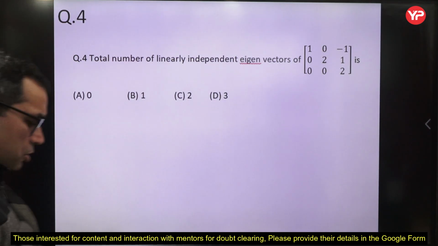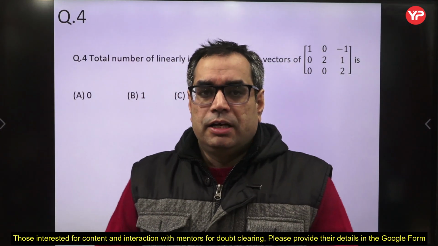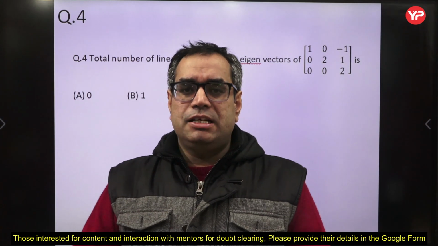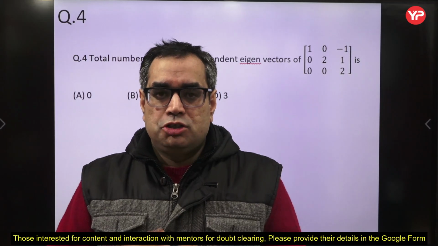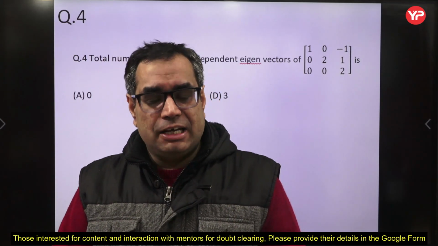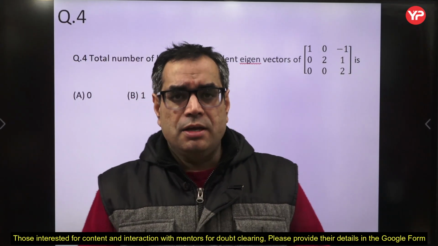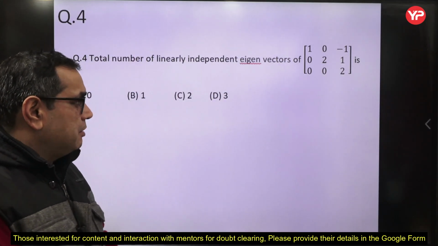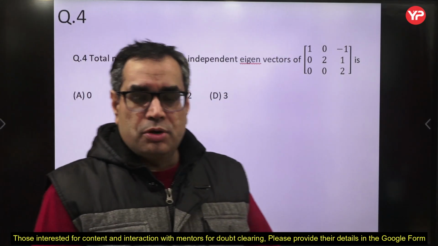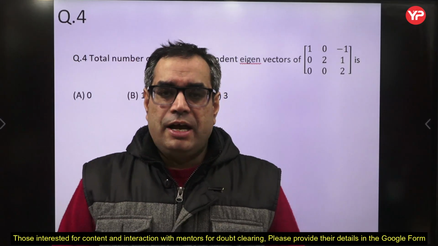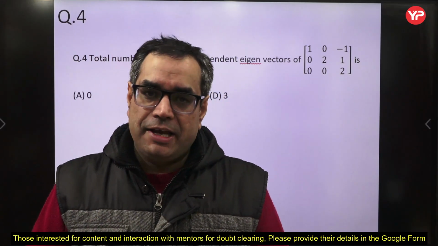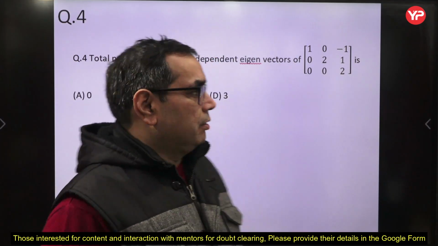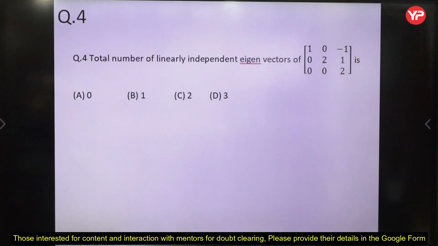So you know, the total number of linearly independent eigenvectors in a matrix is equal to the sum of geometric multiplicities of the eigenvalues of the matrix. Okay, so for the given eigenvalues of the matrix, we compute the geometric multiplicity, and that gives us the total number of linearly independent eigenvectors in the matrix. Okay, so now first of all we need to compute the eigenvalues of this matrix.